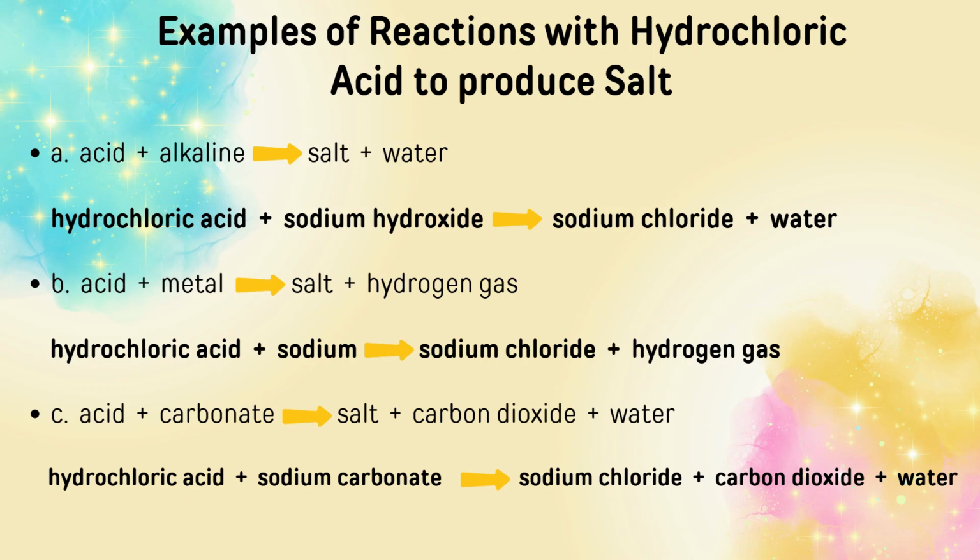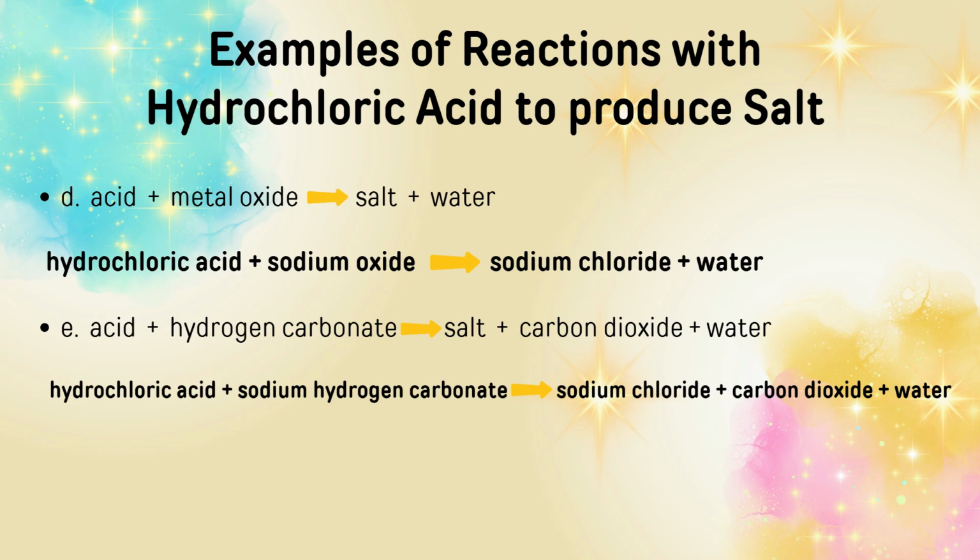Here are some examples of reactions with hydrochloric acid to produce salt. If you have hydrochloric acid plus an alkali such as sodium hydroxide, you get sodium chloride plus water. If you have hydrochloric acid plus the metal sodium, you get sodium chloride plus hydrogen gas. And if you have hydrochloric acid plus sodium carbonate, you get sodium chloride, carbon dioxide, and water. So all you have to do is follow these instructions and then you'll be able to get your outcomes correct.